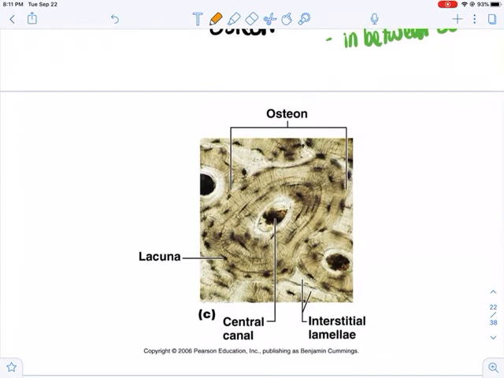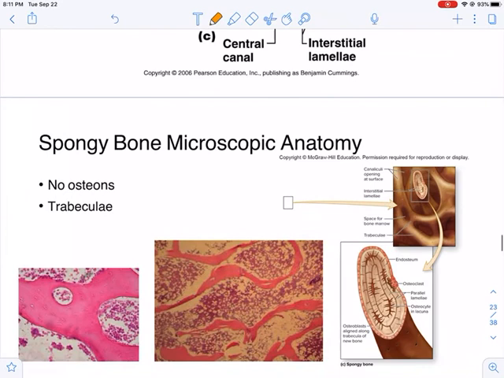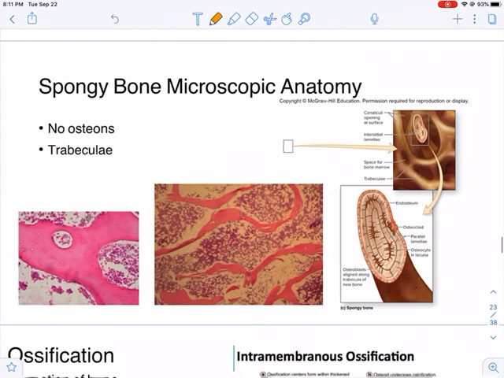Here is what it looks like under the microscope. We have a nice ring. It almost looks like a tree stump or something, that you can see all the tree rings or tree growth. So that's one osteon. You see the nice central canal. You see the lacunae, and you see all the radiating, very skinny little canals, the canaliculi.